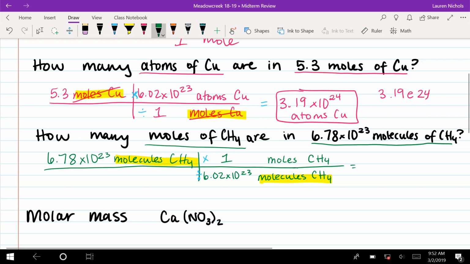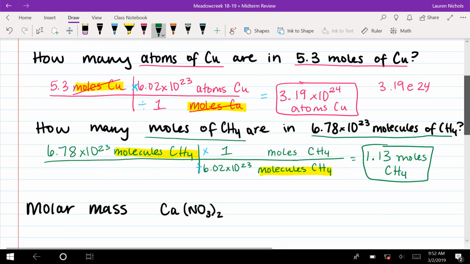And so what we get is 1.13 moles of CH4. And so that is how you use Avogadro's number in a T-chart. Pretty basic in terms of that, just memorizing the number and making sure that you follow your pattern.